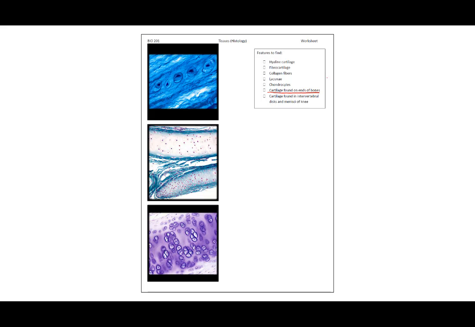Cartilage that is found on the ends of bones is our hyaline cartilage, which we know are these 2. Cartilage that's found in the intervertebral discs and the menisci of the knee is fibrocartilage, and that's this guy.